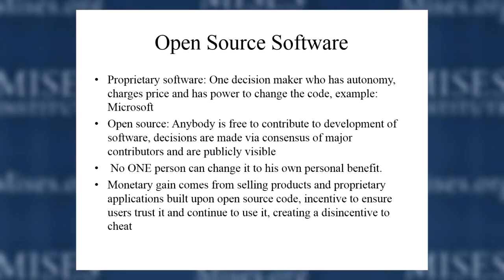Now, Bitcoin, because it is based on open source, and the fact that everybody knows that it is based on open source, goes a long way in the fact that people are able to trust it, right? Because no one person can change it to his own personal benefit. There is change that can come about, but it's complicated. It has to come through consensus, right? It has to come through many people agreeing on these complicated matters.